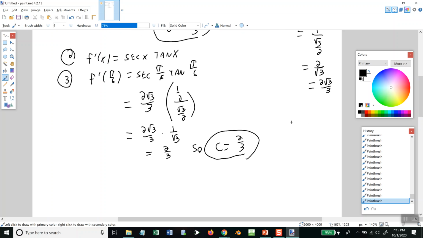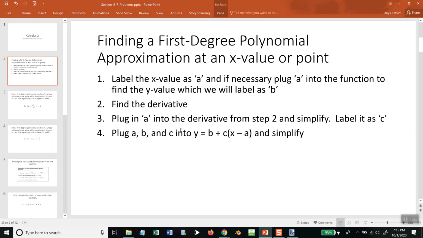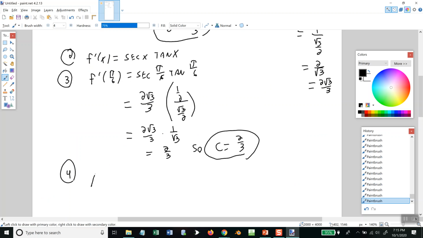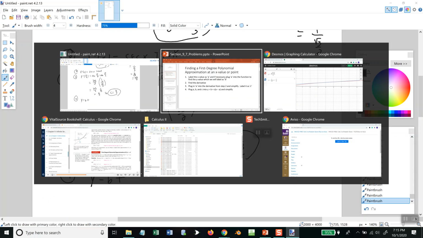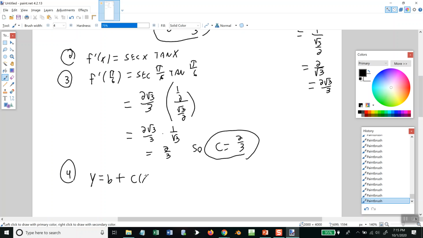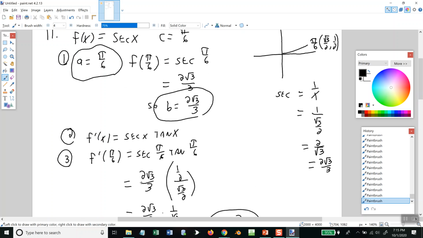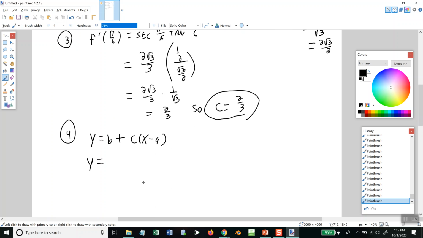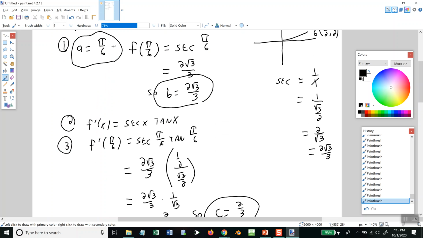So, step 4. Plug A, B, and C into this formula. So y is equal to B plus C times x minus A. B was 2 square root of 3 over 3, plus C. C is 2/3, times x minus A. And A was pi over 6.